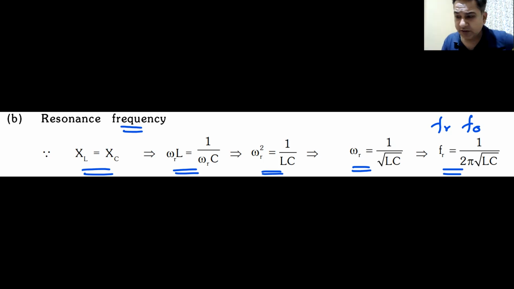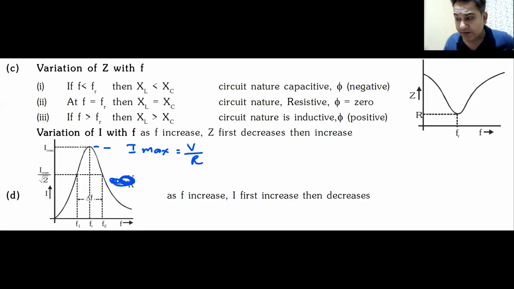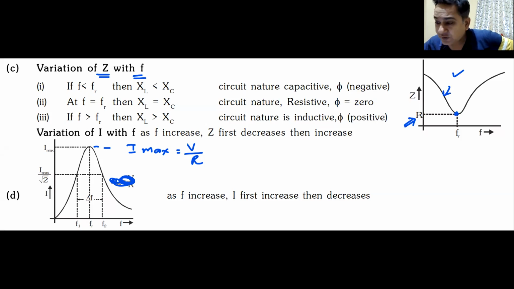Well, I hope you have noted down resonance frequency. Don't forget this. Then I come to the graph that I already showed you, the graph of Z versus F, impedance versus F. Z first decreases, becomes minimum, and the value is R. This is the value at resonance frequency. Then it increases.